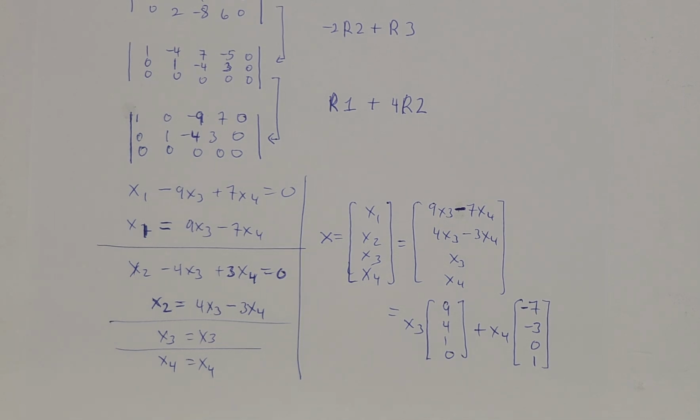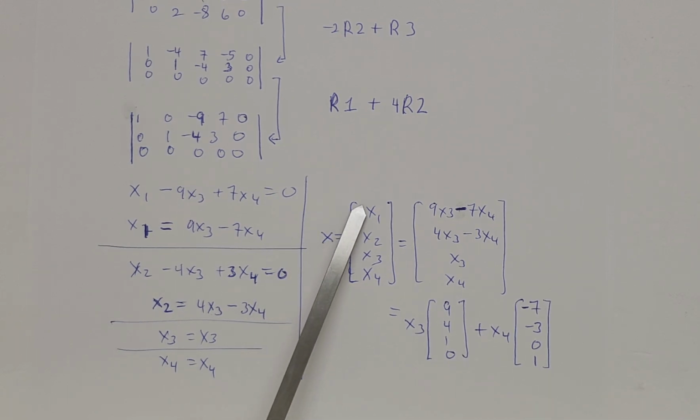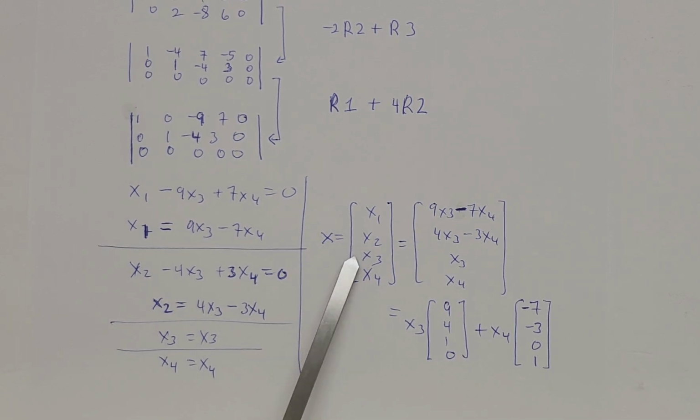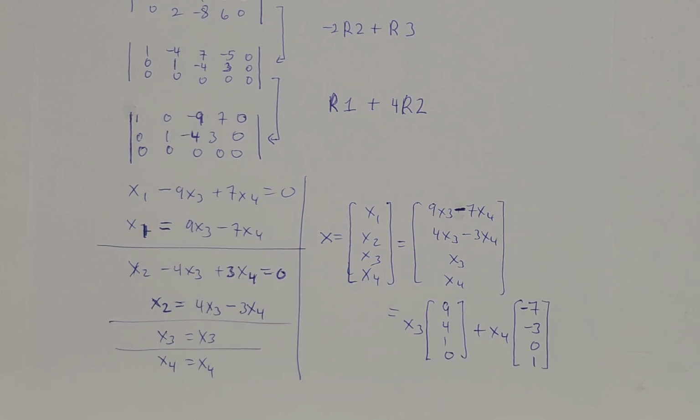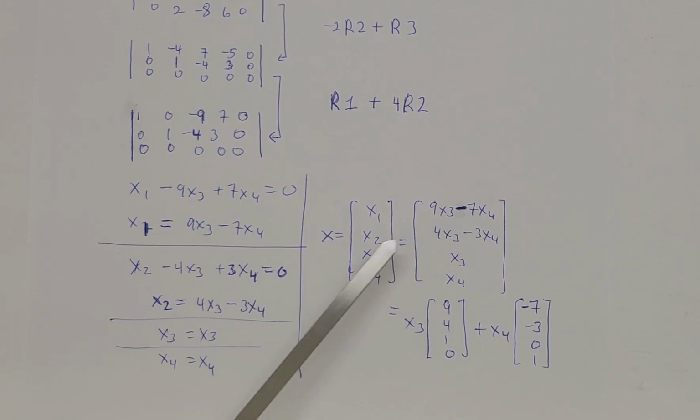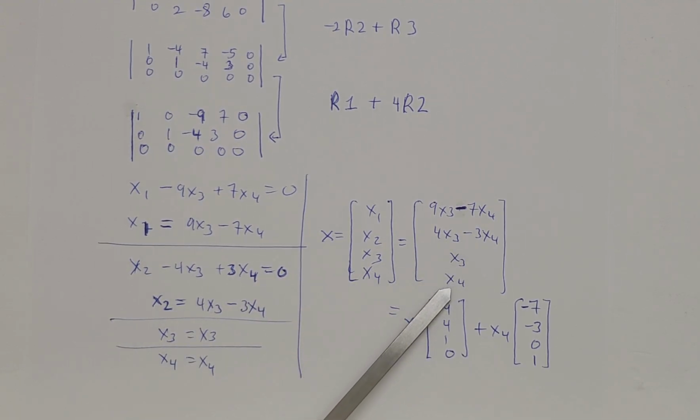Now we want to write that in vector form. So I have x equals variable 1, variable 2, variable 3, variable 4. Variable 1 is right here, so write it over here. Variable 2, which is here, write it here. And then x3 and x4 are there.